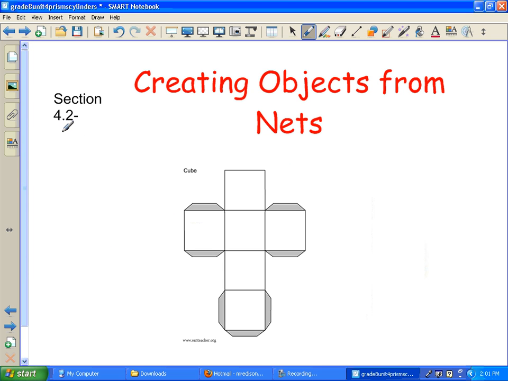In section 4.2, you're going to be creating nets, or creating objects from the nets. So in this case, I've told you it's a cube already. You could start and say this is your bottom or your base. When you fold this up, you fold that one up, fold this one up, and you fold that one up, you'll have the 4 sides. So this might be the front and the back. This might be side, side, and this would be your top.